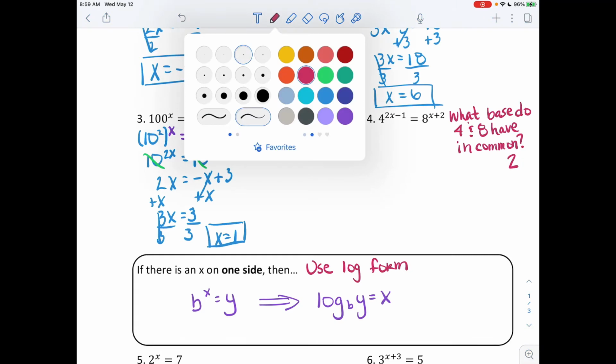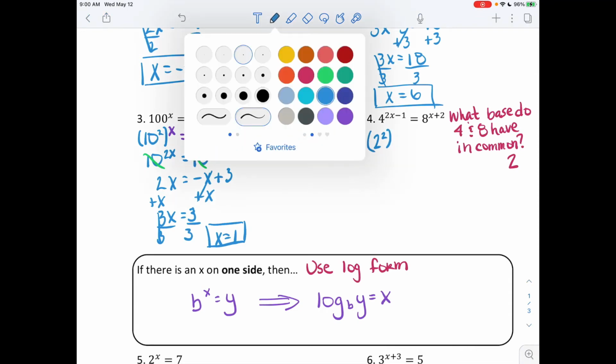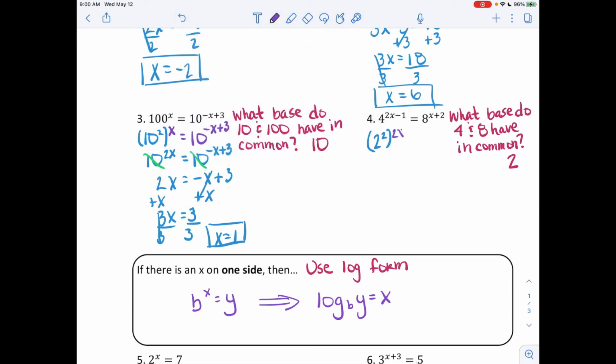So I can rewrite 4 as 2 squared. And I want to take that 2 squared and continue raising it to the 2x minus 1 power. And then 8 can be rewritten as 2 to the third power, because 2 times 2 times 2 is 8. So I'm going to say 2 to the third power, and that is still raised to our original exponent of x plus 2. All right, let's go ahead and get rid of the parentheses.